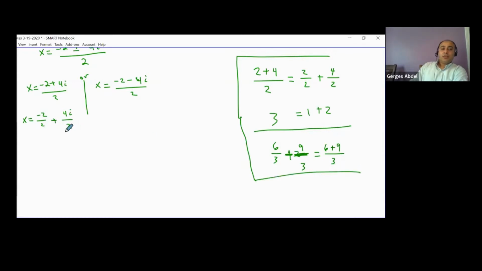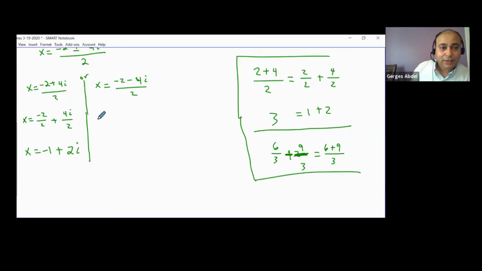Let's carry this to our problem right here. Negative 2 plus 4i over 2 is the same as negative 2 over 2 plus 4i over 2. All right? So we're going to simplify it a little bit further. Negative 2 divided by 2 is the same as negative 1, plus 4i divided by 2, 4 divided by 2, which is the same as 2i. Any questions? If you lost, I'll go over one more similar to this.